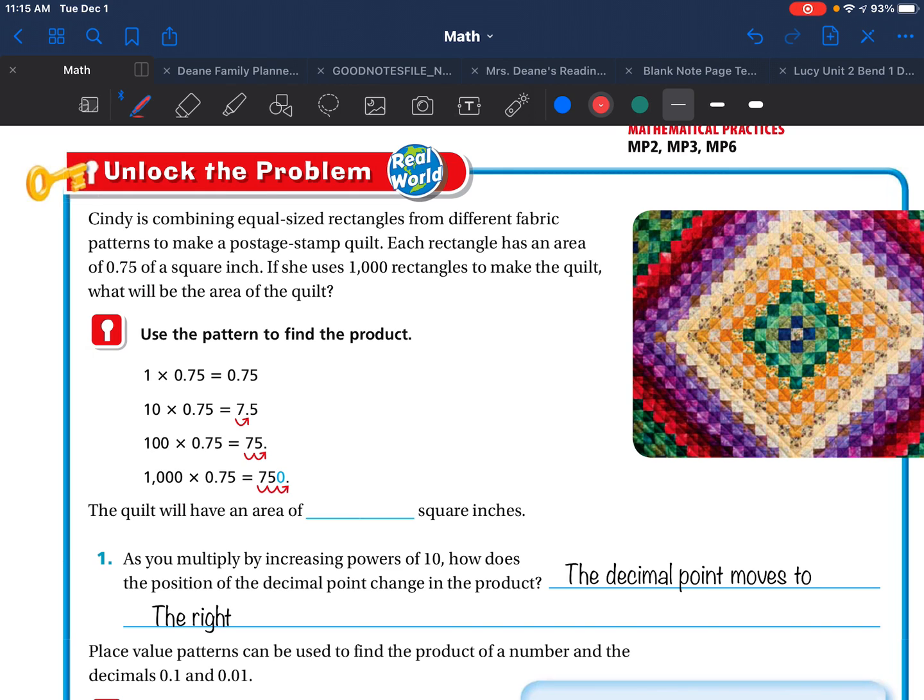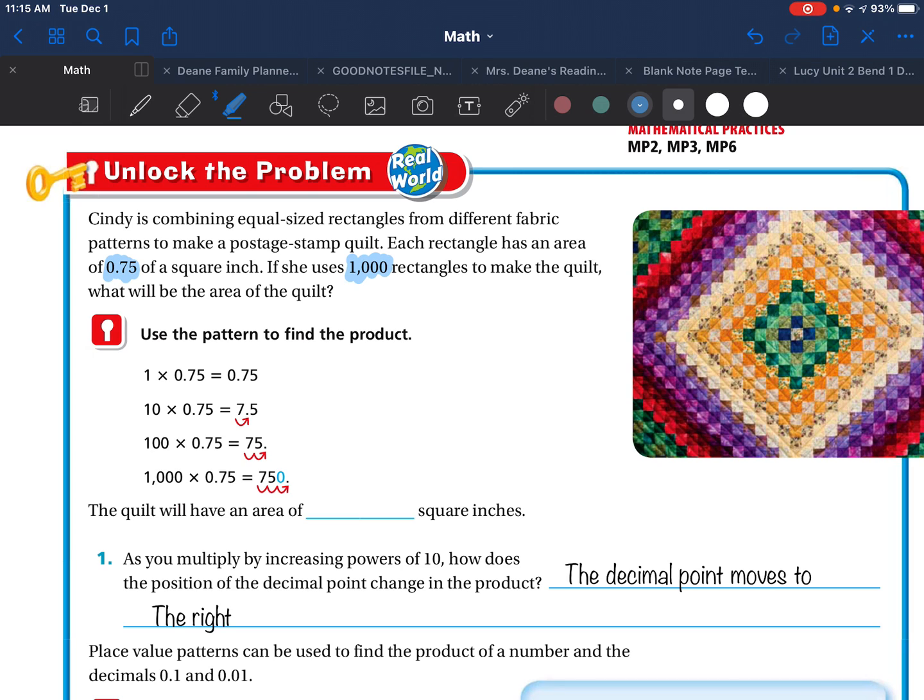It says, Cindy is combining equal size rectangles from different fabric patterns to make a postage stamp quilt. Each rectangle has an area of 75 hundredths of a square inch. If she uses 1,000 rectangles to make the quilt, what will be the area of the quilt? Use the pattern to find the product.